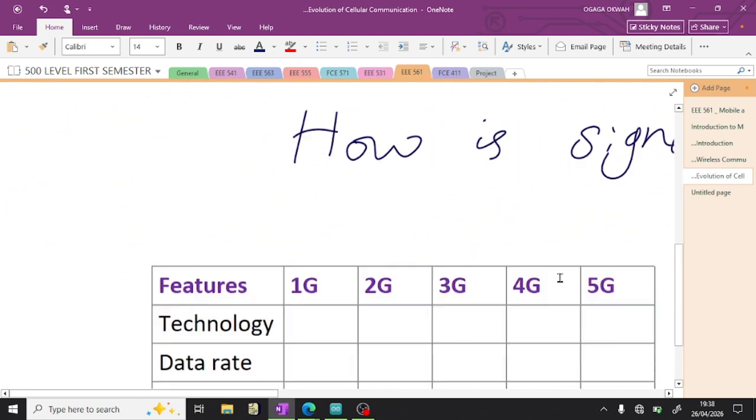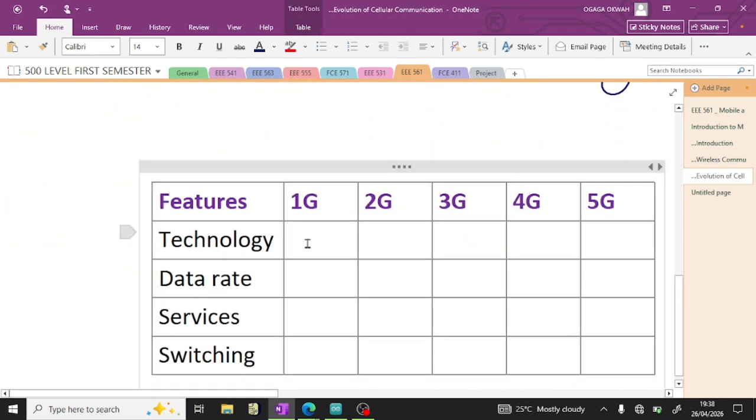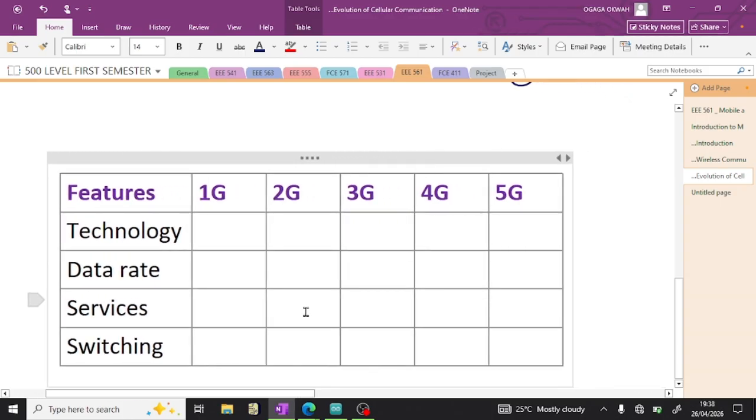So, starting with the first generation. For the first generation, I think I should even start with the service, because this will give us the idea of why that particular technology, and then the data rate, and then the switching. So let's start with the service. For the first generation of cellular communication, all they wanted to do was to allow people communicate, send voice. You speak wherever you are, and someone else will hear what you are saying in a different location. So the service was just what? Voice. That's it. Okay? So voice signal.